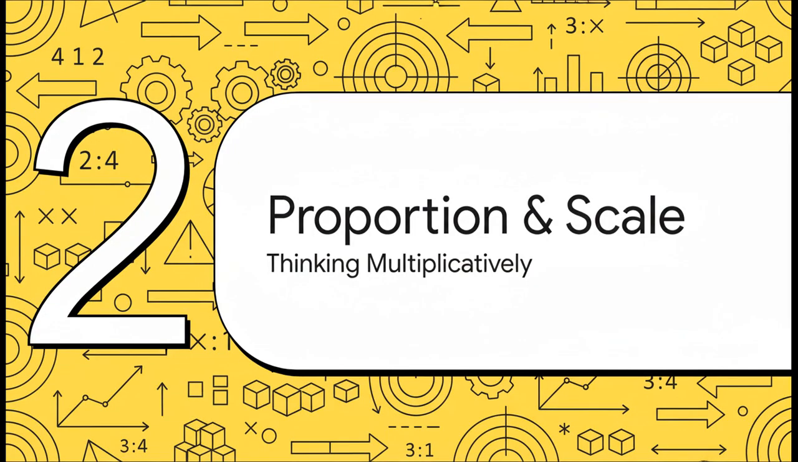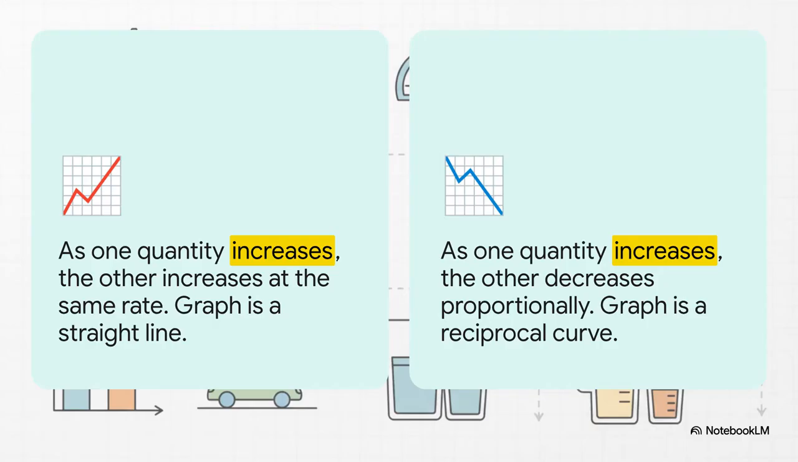Okay, let's keep that momentum going. Now, we'll see how this leads perfectly into our next section, proportion and scale. This is all about getting how different quantities are linked and how they change together. Right, this slide is a big one. You have to know the difference between these two. Direct proportion is pretty straightforward. As one thing goes up, the other goes up at the same rate.